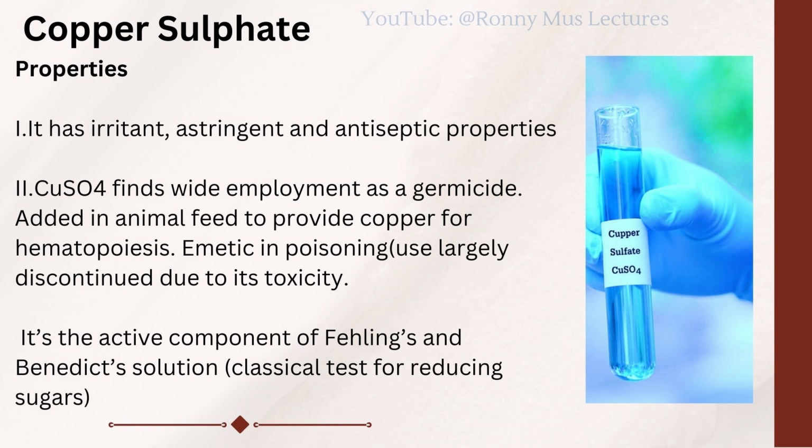It is used as a germicide, and it can be added to animal feed to provide copper for hematopoiesis. It can also be used as an emetic in poisoning, but it's not largely used because of it being toxic. It can cause toxicity. Copper 2 sulfate is also an active component of Fehling's and Benedict's solutions, and these are used in testing for presence of reducing sugars.